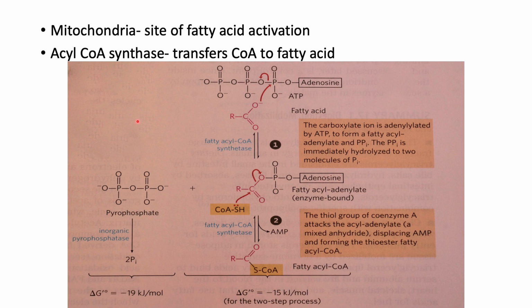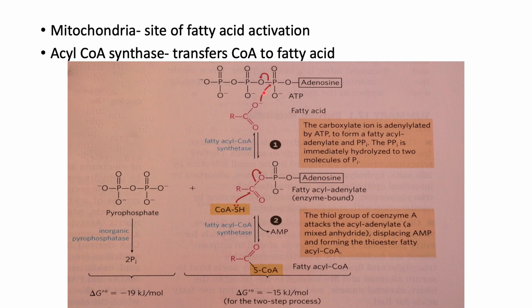This is an example of, in the mitochondria, which is a site of fatty acid activation, acyl-CoA synthetase transferring the CoA to fatty acid. So you have ATP here, and the fatty acyl-CoA synthetase. This is the R moiety, which can be of any length. And the carboxylate ion is adenylated by ATP and forms a fatty acyl adenylate and pyrophosphate. The pyrophosphate is immediately hydrolyzed to 2 molecules of phosphate ion.